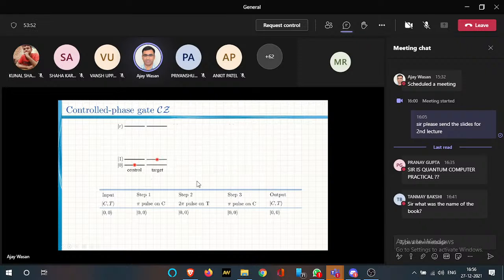Let us change the configuration a little now. Suppose my atom is here, one is here, one is here. But remember, I am talking about the control phase gate. I apply my pulse. Nothing will happen because the atom is not here.